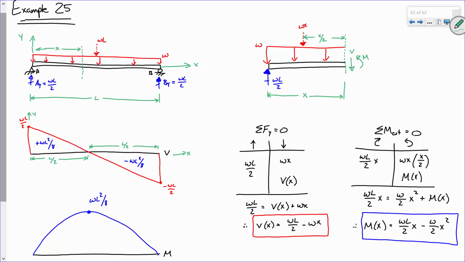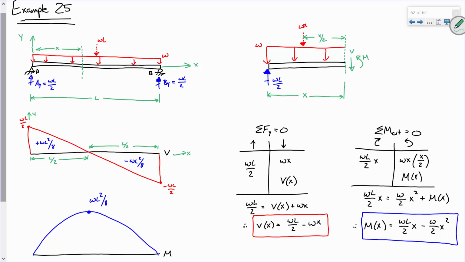What happens if you plug in x equals L? You get WL squared over 2 minus WL squared over 2, which is what's right there. What happens if you plug in x equals L over 2? You get WL over 2 times L over 2. This is WL squared over 4 minus W over 2, WL squared over 8. So WL squared over 4 minus WL squared over 8. What's 1/4 minus 1/8? WL squared over 8. Right there. The big one.